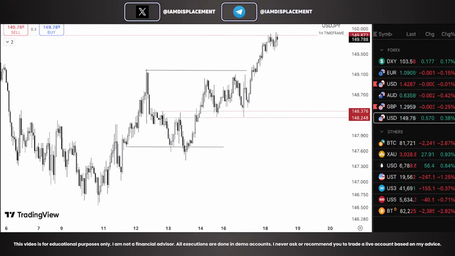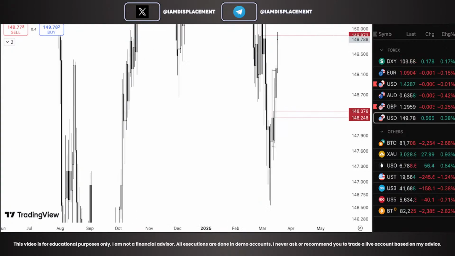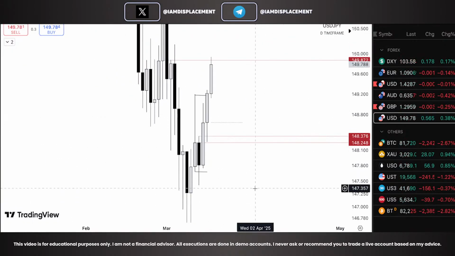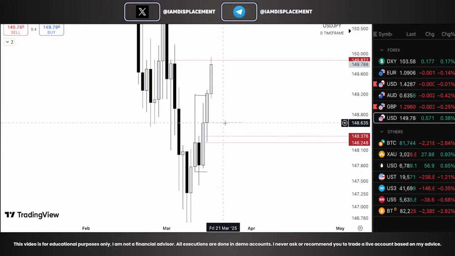USD/JPY was bullish on Monday. See, this trade would have been taken out, but I was already in Bitcoin. That's why I did not take it. This was a good trade.